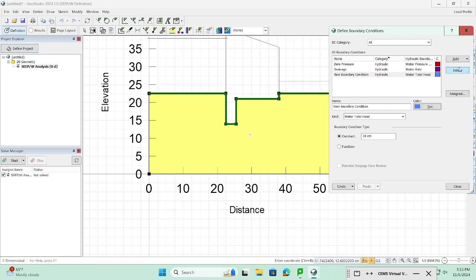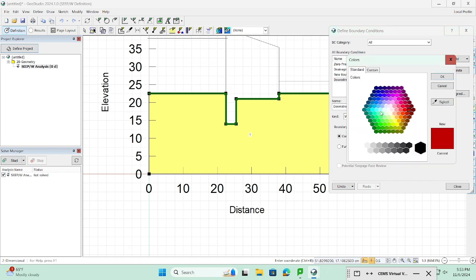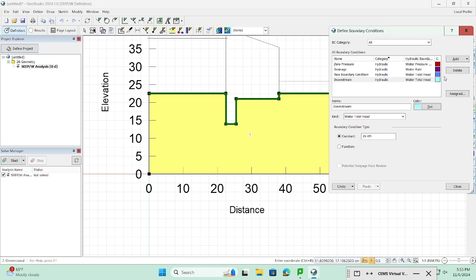Okay, then click OK, and then add a new boundary condition. You can just clone it and change the name of that to downstream. I will name the first one upstream. For the downstream, you can remember it was at 26. So I will just change that to 26 centimeters. Okay, and this was the downstream, and I will change the color to light blue. Or maybe this color has a different name in English, I'm not really sure, but anyway, I will call it light blue.